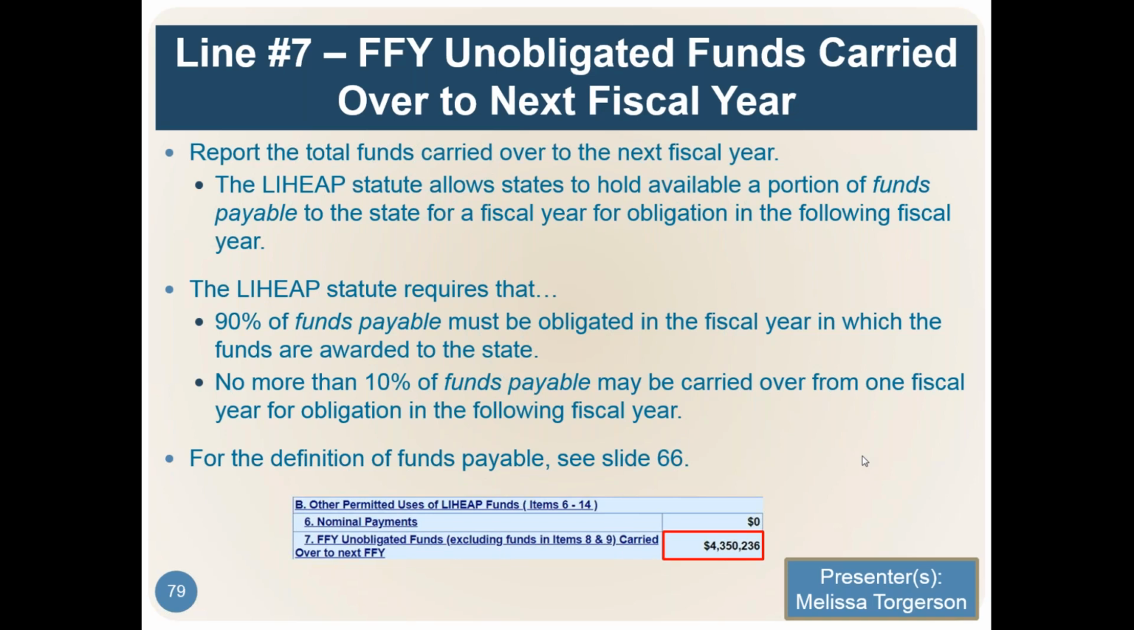Portion of funds payable, I'm going to use the correct terminology, to the state from fiscal year 2018 into 19. To make it more clear, the statute requires that 90% of the funds payable, so remember that's your reallocated funds or reallotted funds as well as your main award, must be obligated in the fiscal year in which the funds were awarded. So 90% of the funds that you got in 2018 should be in the other uses, across the other pieces of this form as obligated. But you can take 10% as unobligated funds and carry it over into the next year.